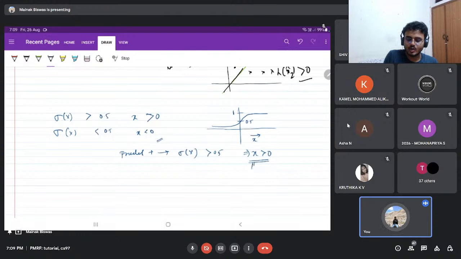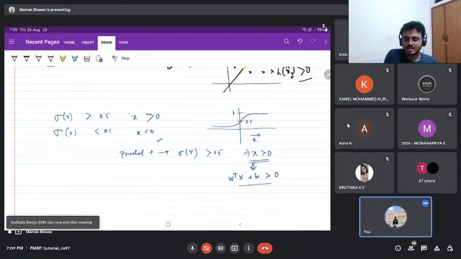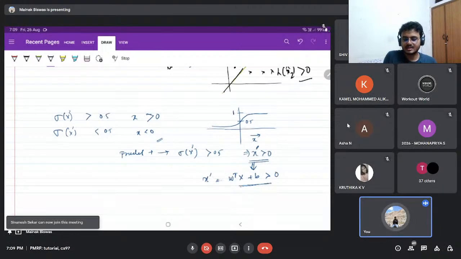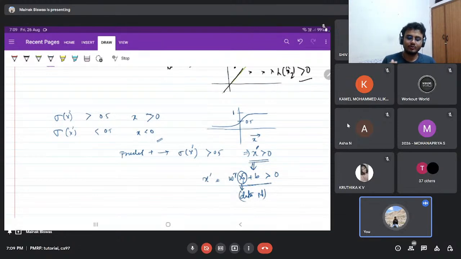For a hyperplane to have that property, we need W transpose x plus b greater than 0. So let us write x tilde here. x tilde is defined as W transpose x plus b, where x is the data sample. So this is the broad idea. If you feed xi to this line and it is greater than 0, you're giving a positive class. If it is less than 0, you're giving a negative class.